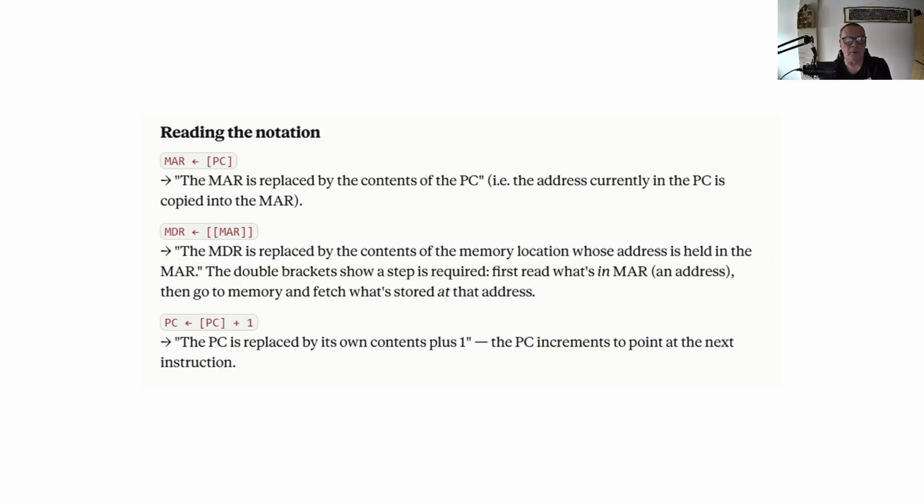And finally, we've got an increment of the program counter. Again, we refer to the contents of the program counter by putting it in square brackets, and then we say add 1 to that, and then that whole thing is evaluated and moved over to the left and overwrites the program counter.